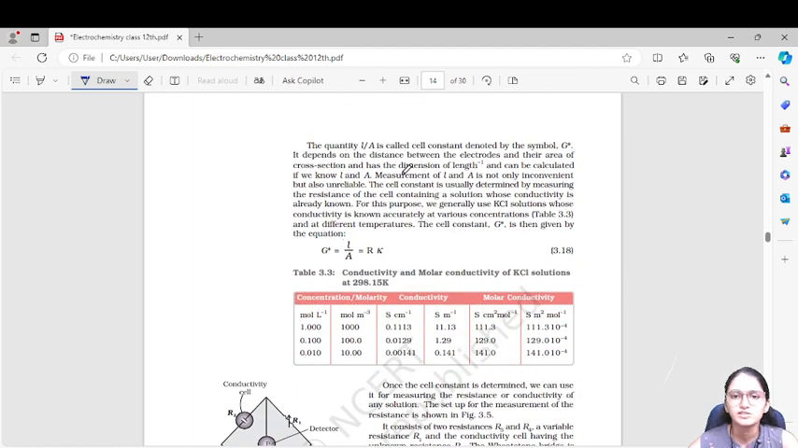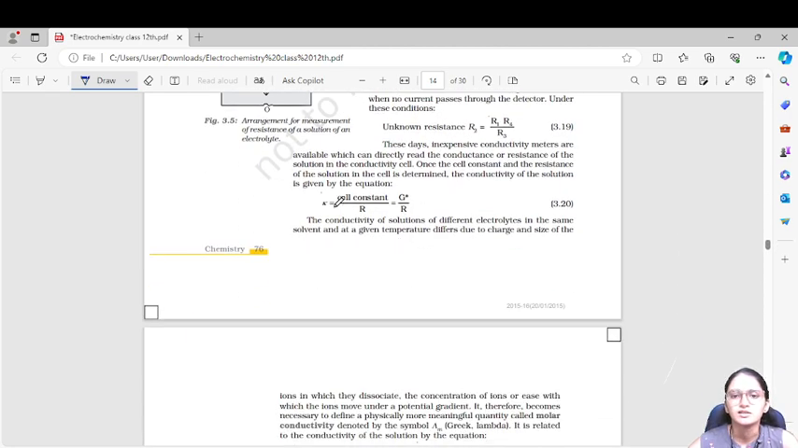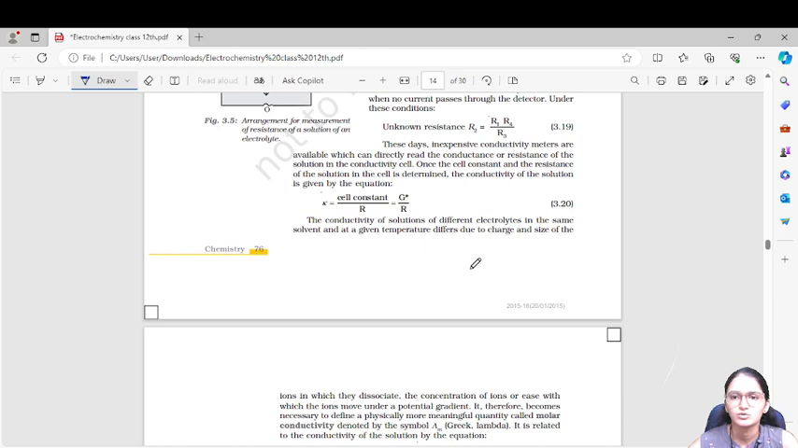denoted by symbol G star or G abstract. It depends on the distance between electrodes and the area of the cross section. Okay, so based on this we have this equation: K is equal to cell constant by R, which is equal to G star by R. So based on this there are some problems which are asked. So you all can put the values which are given and find the value which is not given using that.